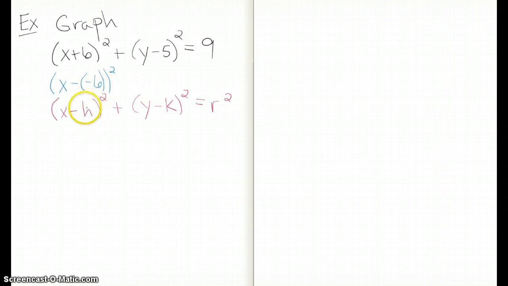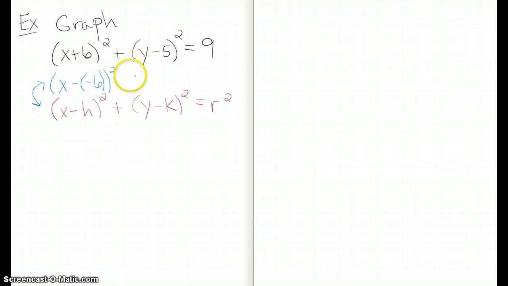And why do we even bother doing that? The reason is so that these two forms look similar, right? It says x minus a number. So that can help us determine what h has to be. H in this case is going to have to be minus 6 because I've made the forms look exactly the same. X minus a number, and the number has to be negative 6.